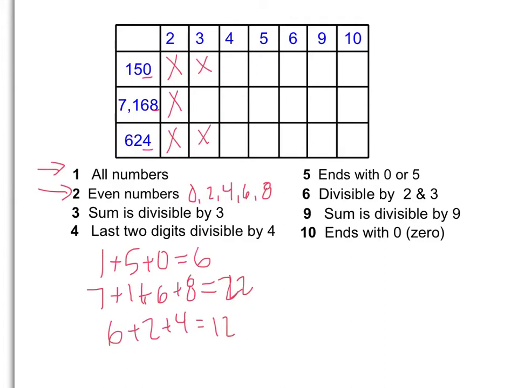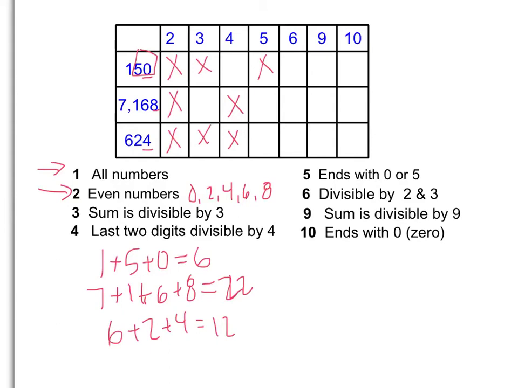Are the last two digits divisible by 4? When it goes beyond 40, you might want to use a multiplication table or try long division, but 50 cannot be divided by 4. 68 can be divided by 4, and 24 can be divided by 4. 5 ends with a 0 or a 5. This one ends with a 0 or a 5. The other two don't.